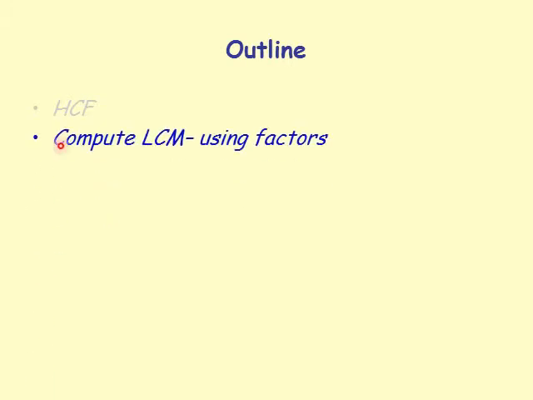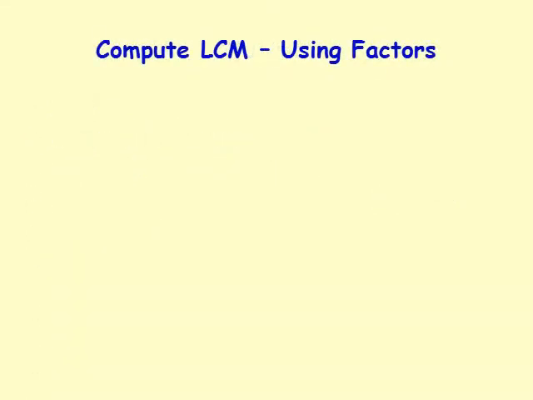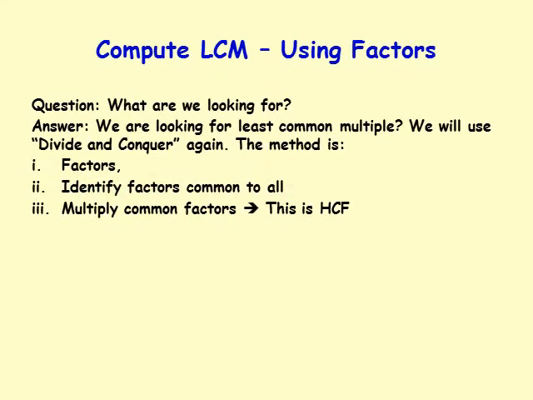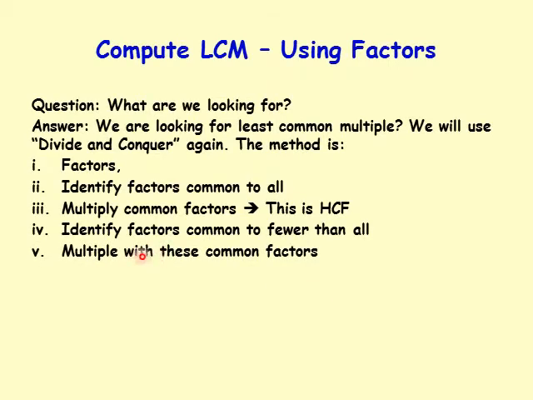Now we talk about how to compute LCM using factors. So let's compute LCM using factors. Question: what are we looking for here? We're looking for least common multiple. We'll use divide and conquer again, and this method is we do factors, identify factors common to all the numbers, multiply all common factors, and this is my HCF. So far we have done that in the previous video. Identify factors common to fewer than all, multiply this HCF number with these common factors, and multiply with any remaining factors which are common to only one.